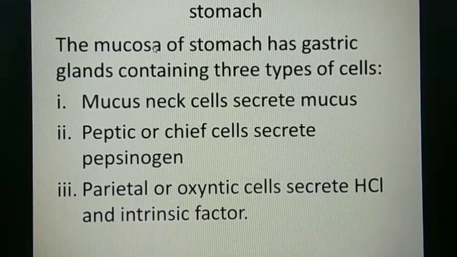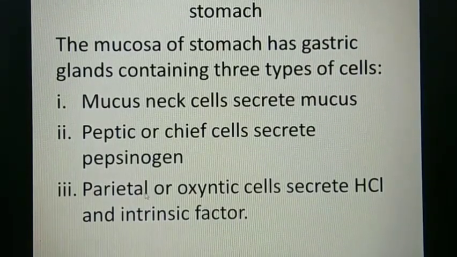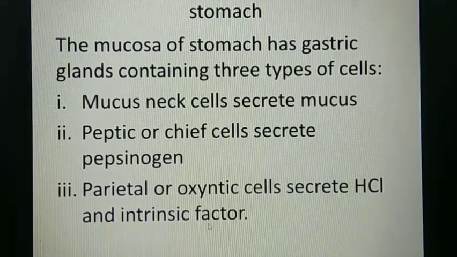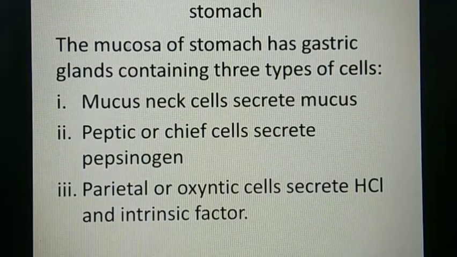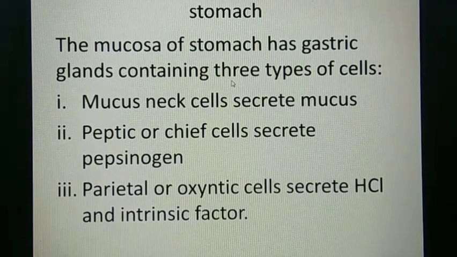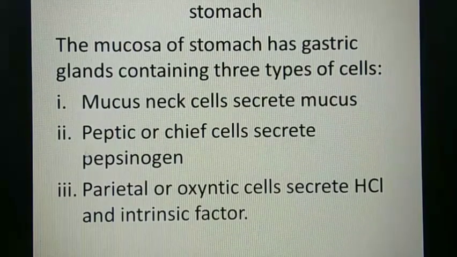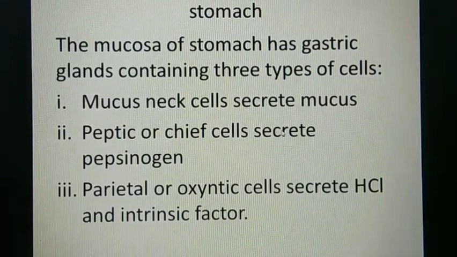The gastric glands contain 3 types of cells: mucus neck cells which secrete mucus, peptic or chief cells which secrete pepsinogen, and parietal or oxyntic cells which secrete HCl and an intrinsic factor. We'll see what these are. Mucus neck cells secrete mucus. Peptic or chief cells secrete pepsinogen.